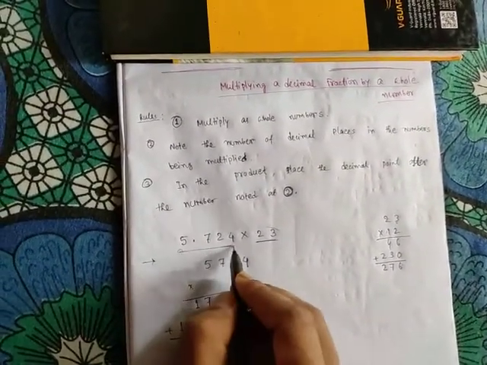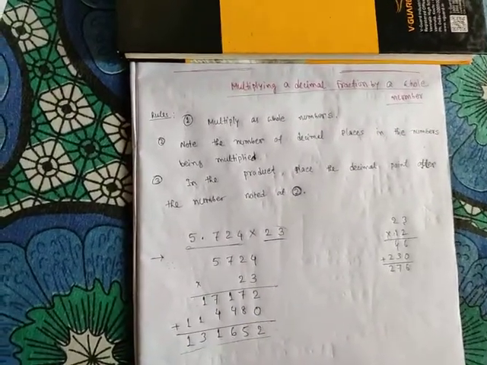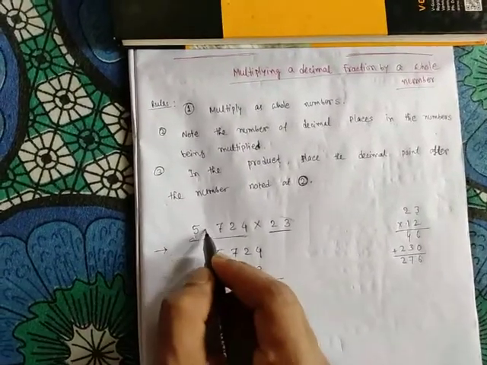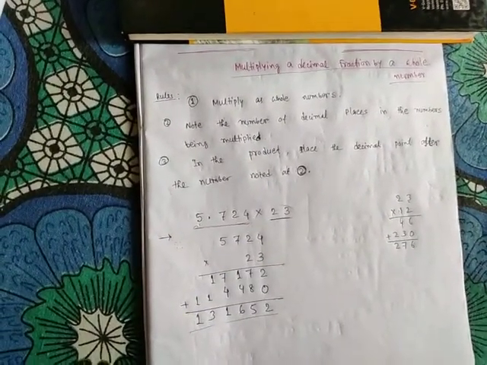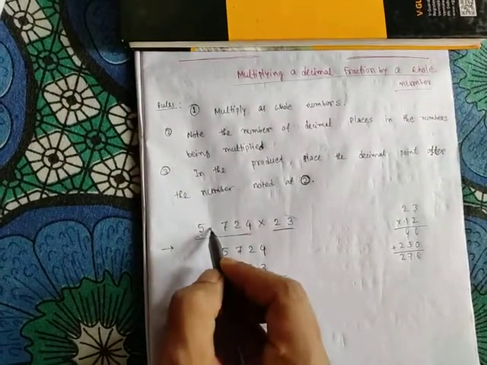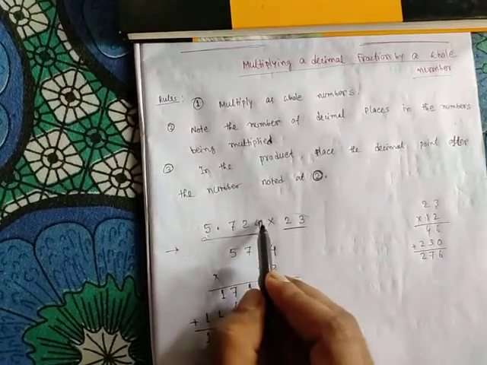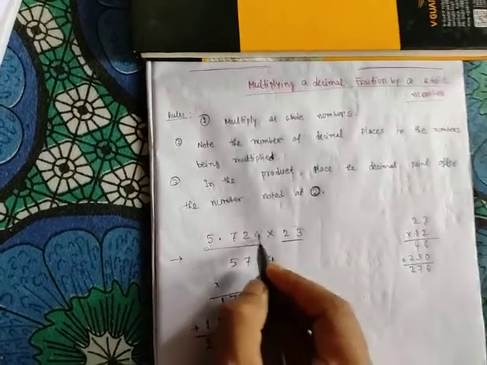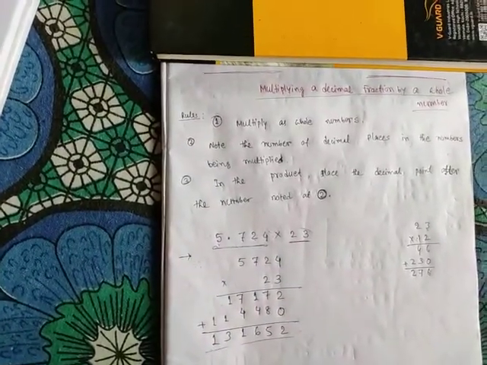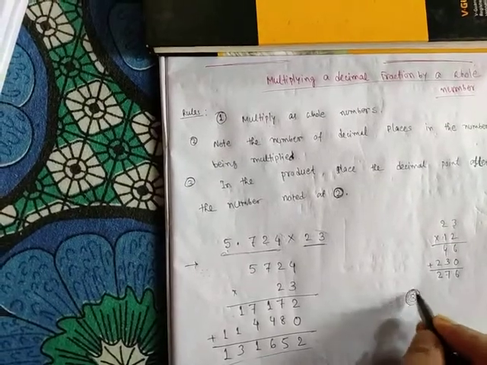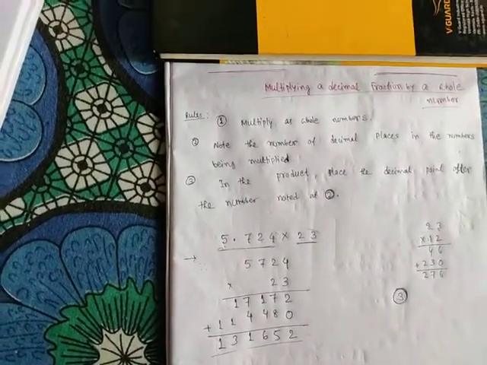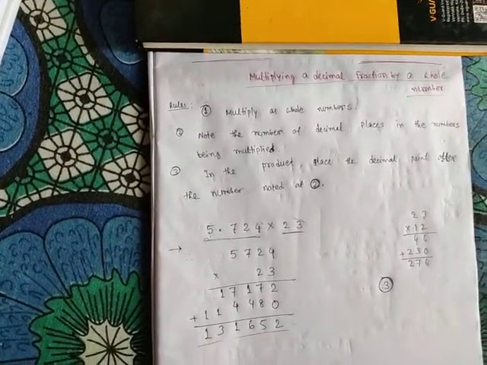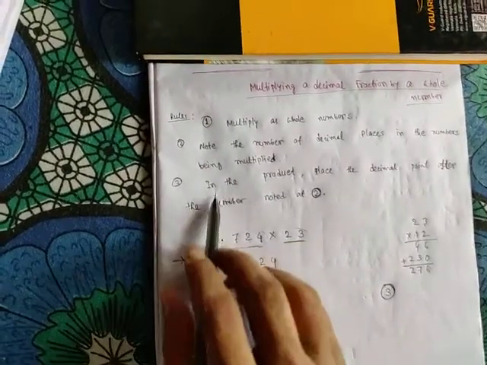But see this number. Now tell me, what is the integral part here? We know the right side of the decimal point is the decimal part. So here this is the decimal part. Now count the decimal places: 1, 2, 3. That means you have 3 digits after the decimal point, or 3 decimal places. Clear?